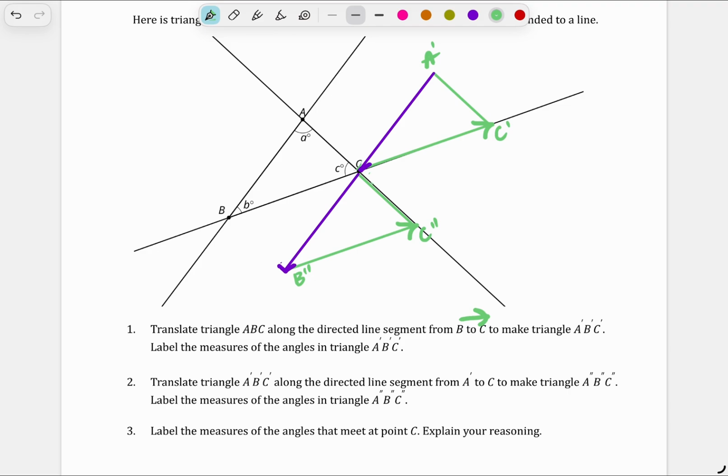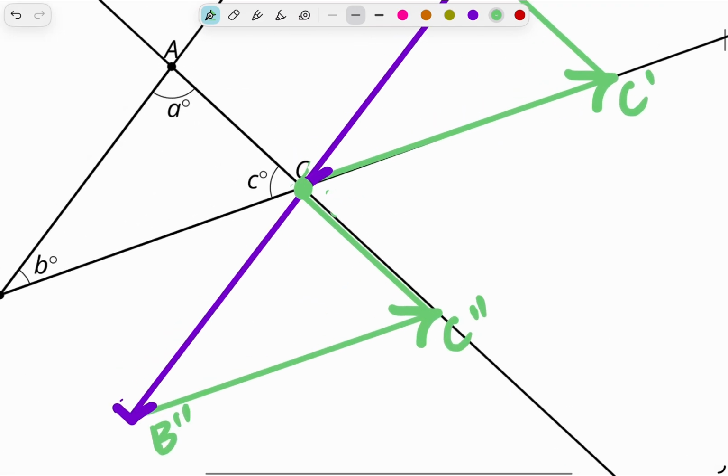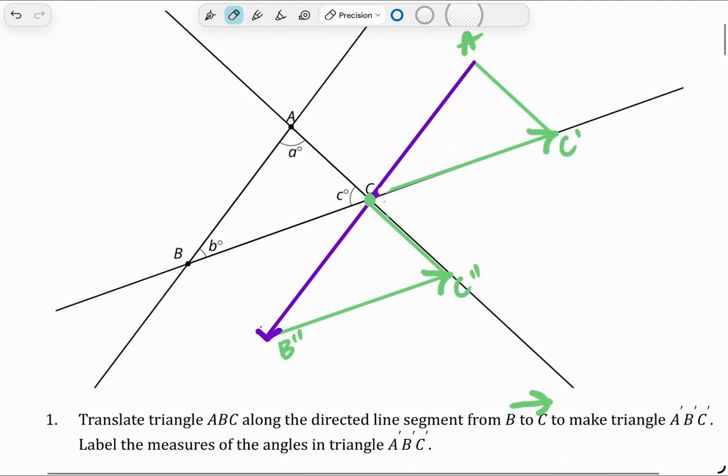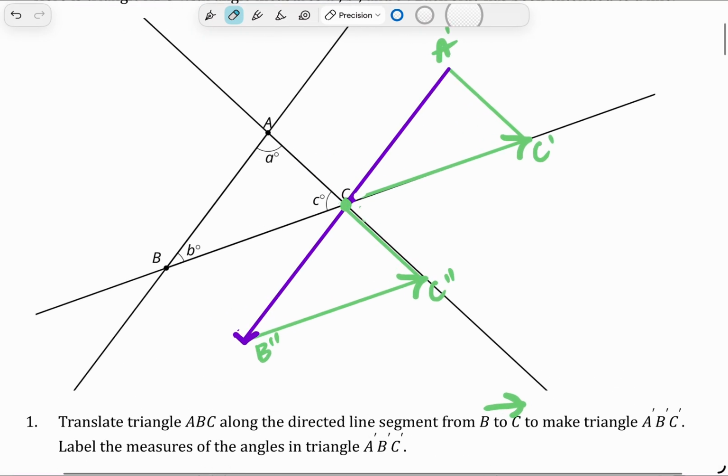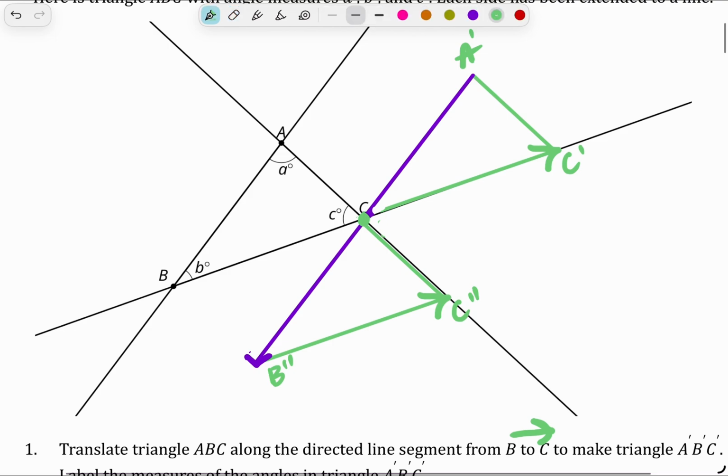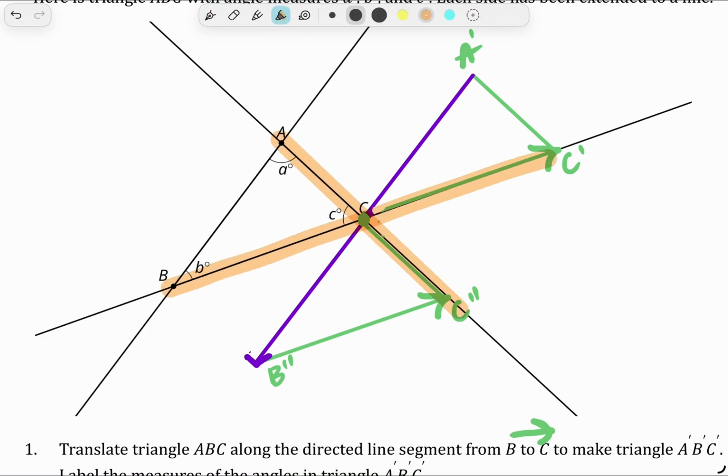Label the measures of the angles that meet at point C. So we're talking about this point here. Okay. And we're going to use what we know about vertical and parallel lines to find all the missing angles. So it's sort of like an optical illusion. You can see that whenever there's a perfect X, the opposite angles are congruent. So if this is C degrees, this is C degrees.